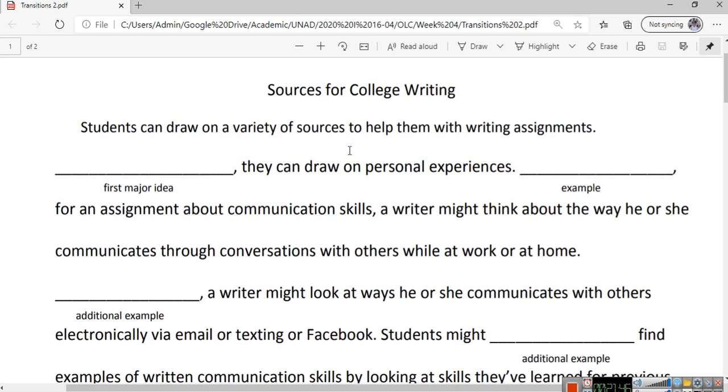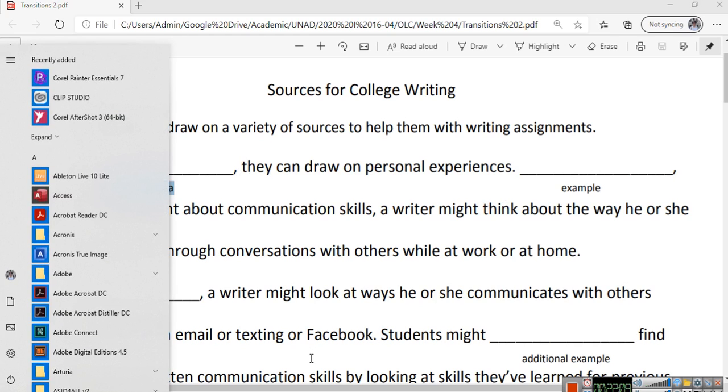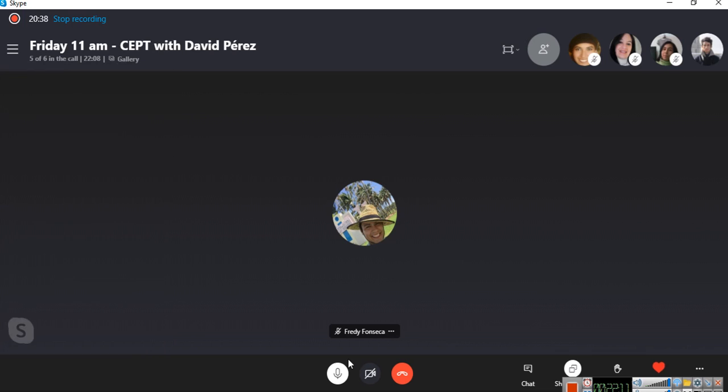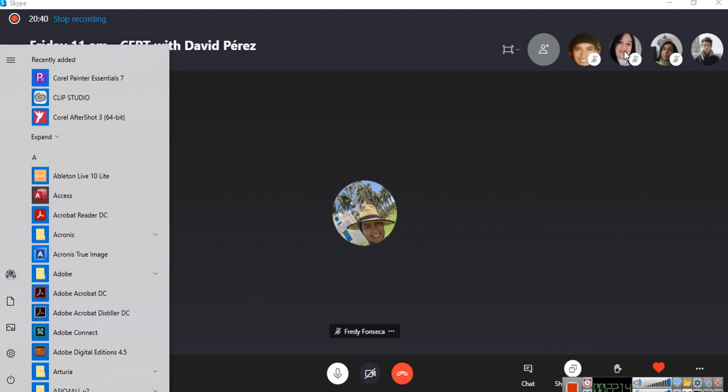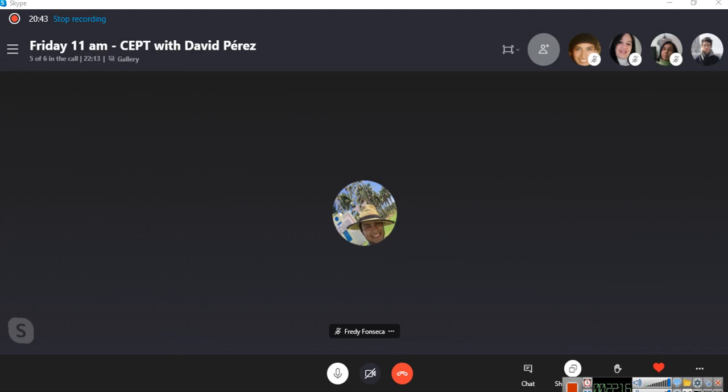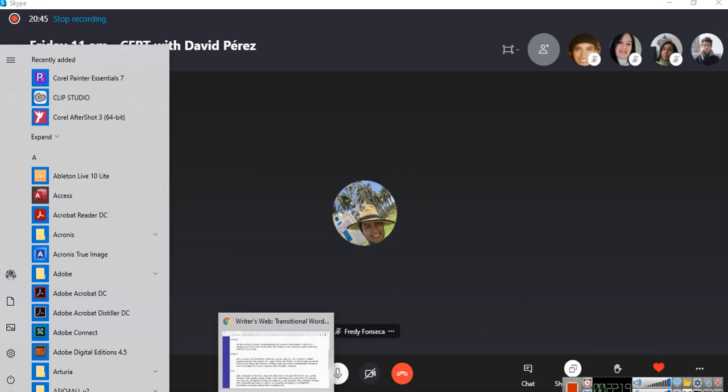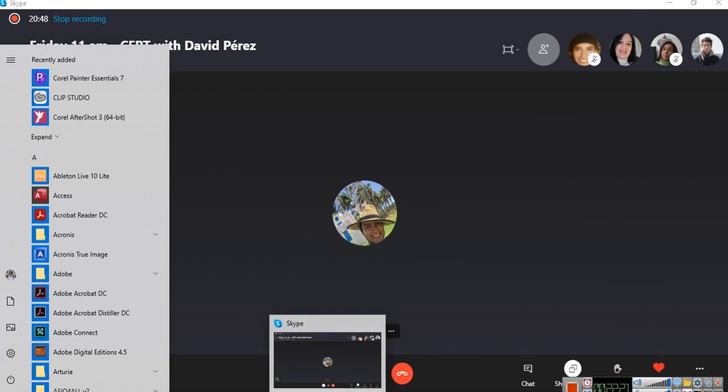Students can draw on a variety of sources to help them with writing assignments. First major idea. I know here I have to make an introductory transitional phrase. So how will I start this sentence? They can draw on personal experience. So for this, let's see, Patricia, can you please help me? What would you write to start that sentence? You can be as original as you want, but it has to make sense.